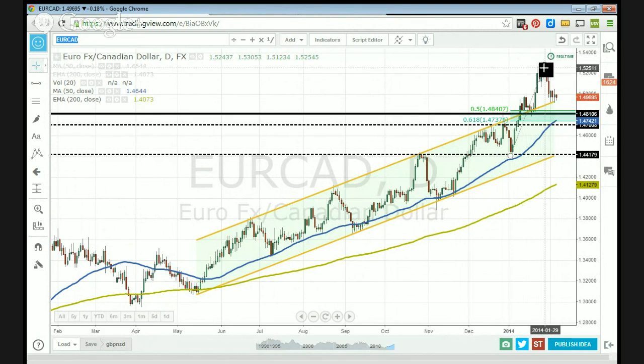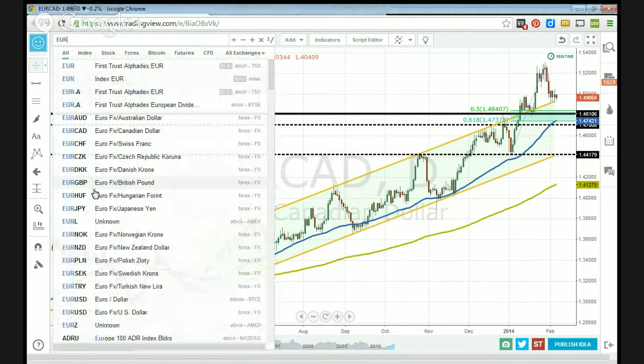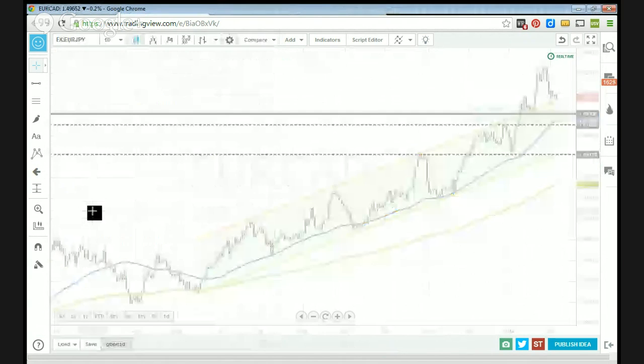And what was this? This was January 29th. So we've been declining since January 29th. We might have a little bit more to go. So that's Euro Canada, still waiting on that. Euro Pound we looked at, Euro Yen.